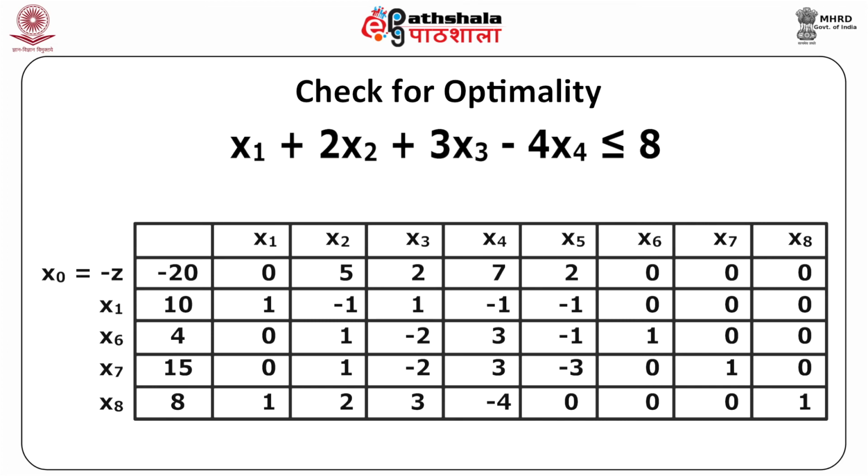But suppose that the boss now adds a new restriction, that is, x1 plus 2x2 plus 3x3 minus 4x4 is less than or equal to 8. With the dual simplex, we do not need to start from scratch. We simply add the new row and one more column to our final tableau.